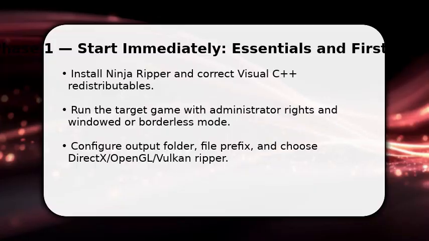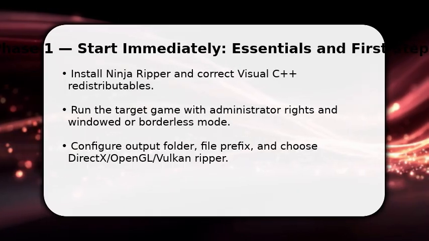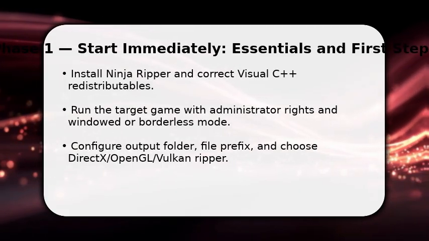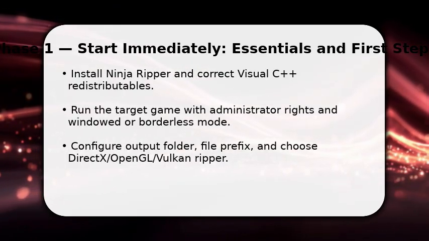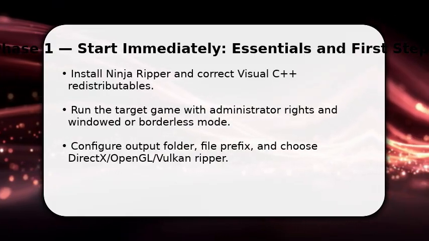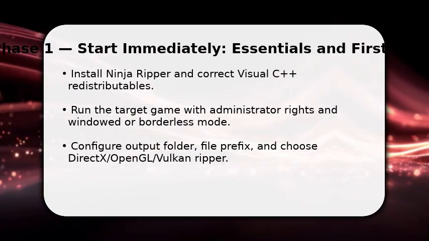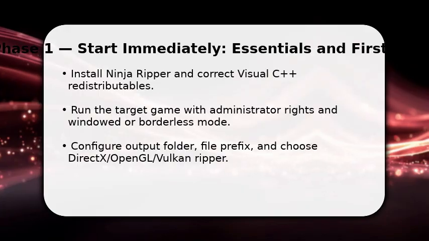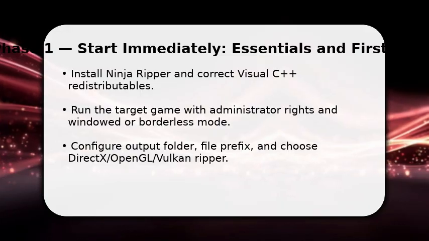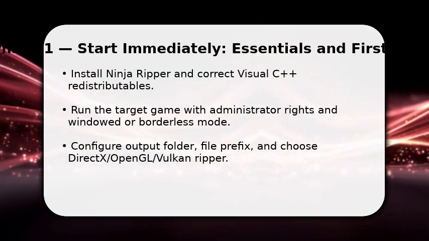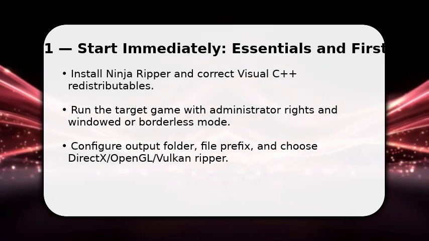Enjoy the video. You start by ensuring prerequisites are satisfied: Ninja Ripper installed, matching Visual C++ redistributables, and administrative rights. Once done, launch the game in windowed or borderless mode so the Ripper can hook reliably. Next, open Ninja Ripper, set an output folder and file name prefix, then select the appropriate API: DirectX, OpenGL, or Vulkan. Make sure to adjust capture hotkeys now. These first steps get you ready to perform the initial dump without guessing later.